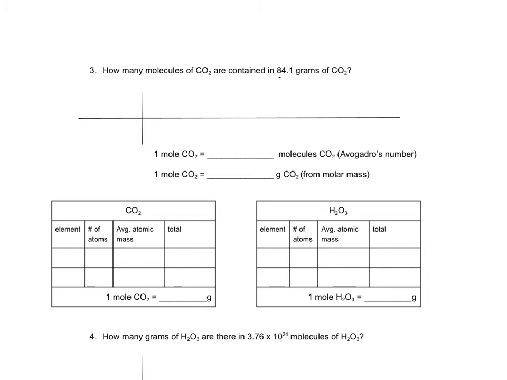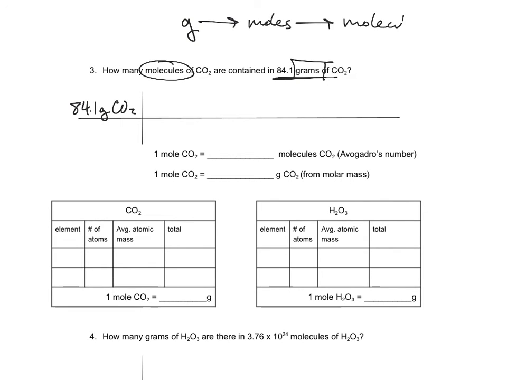Draw the chart, start by putting the given in the upper left-hand corner. Our given is 84.1 grams of CO2. And we're going to take those grams and convert them to molecules. That's the goal. So on our road map, we've got grams. From grams, we can go to moles. From moles, we can go to molecules. That's what we're going to do.